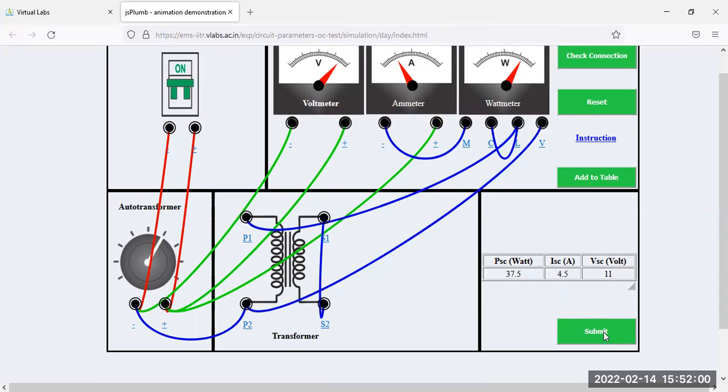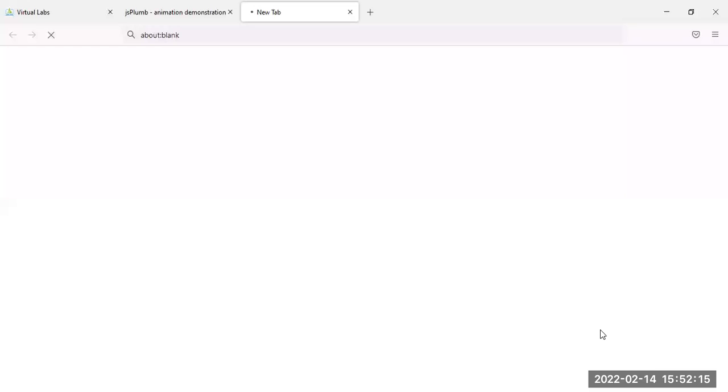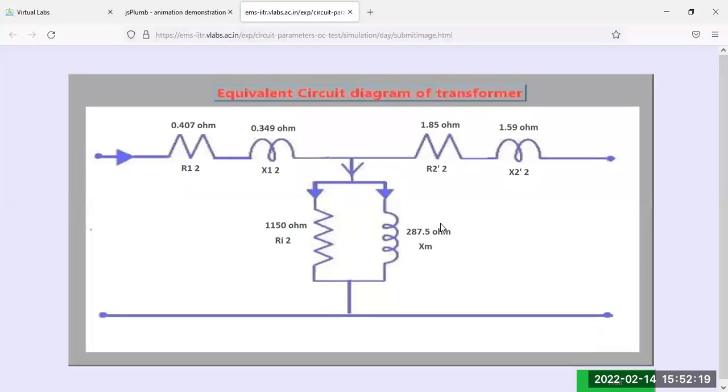That means total parameters of the equivalent circuit. Okay, that means core loss resistance, magnetizing reactance, and R1 X1 and R2 X2. Okay, so if you click here, then you will get the complete parameters of the equivalent circuit. So I think this one is your core loss resistance. That means 11 by 50, and this is your magnetizing reactance. That means 287.5 ohm, and this one is your R1 resistance and X1. That means on the high voltage side, and this low voltage side resistance refer to the primary side. Okay, that is high voltage side.